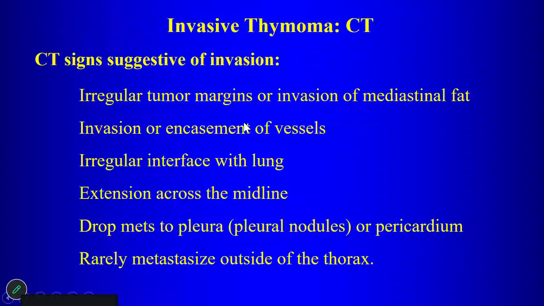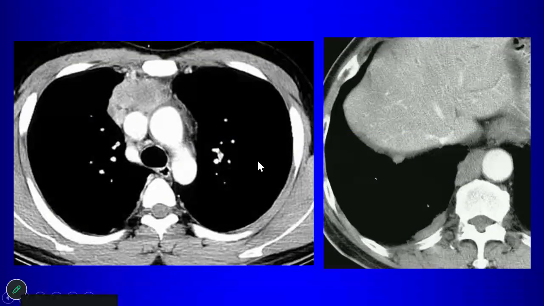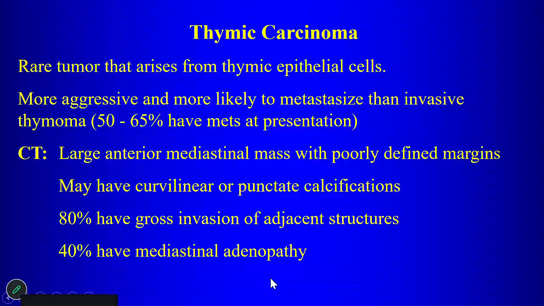On that example, what are signs that suggest that it's malignant? Irregular margins, encasement of vessels, these are all kind of obvious things. Irregular interfaces, extension across the midline, of course, drop pleural metastases. These rarely metastasize outside the thorax. So metastatic disease is usually confined to the chest when we have these invasive thymomas.